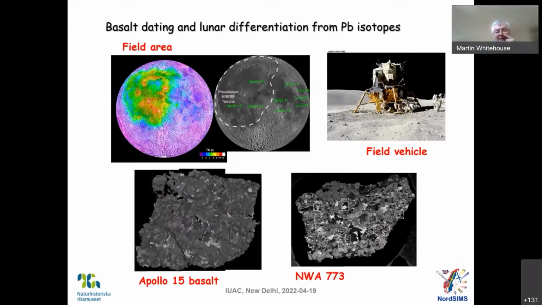So here's our problem. We have these basalt samples. They quite often don't have terribly useful datable phases like zircon or apatite. Sometimes they have phosphates, merrillites. And so what we want to do is try and extract an age.